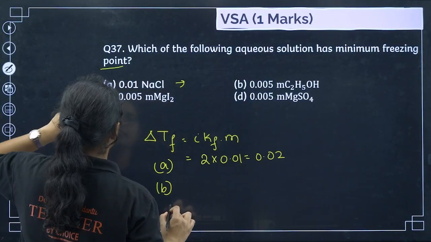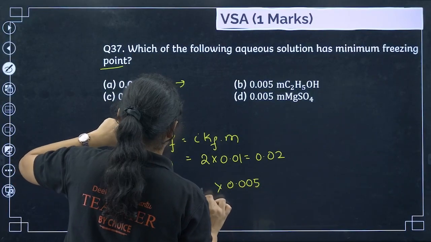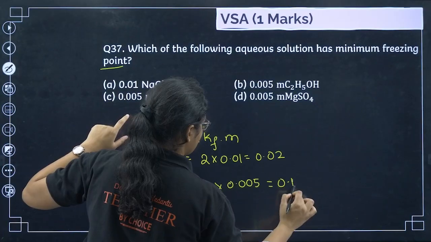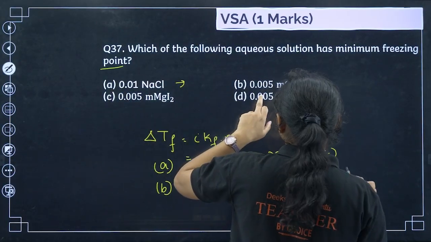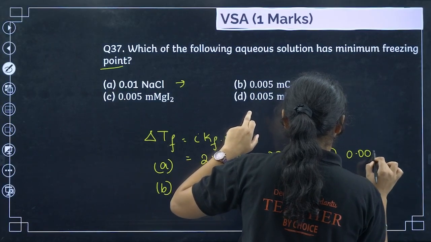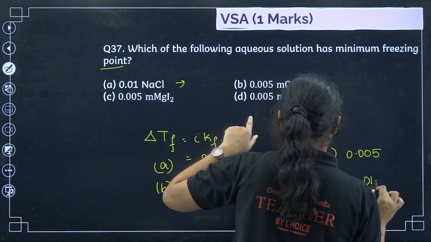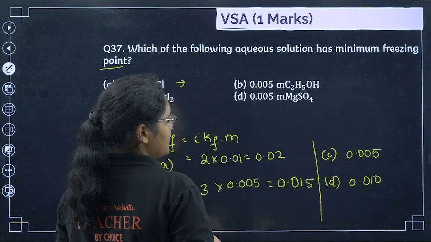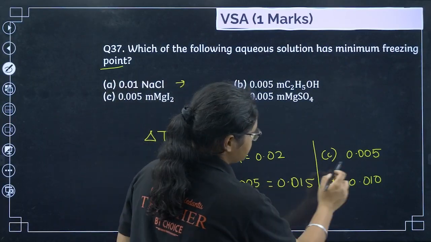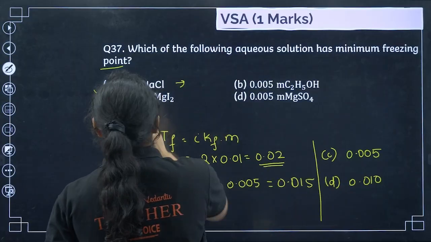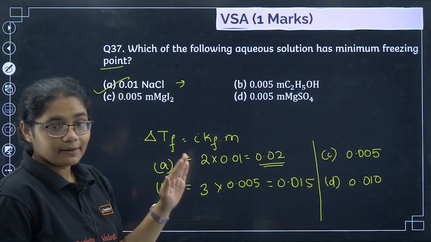Next for option B, you will have 0.005 and 2 plus 1 is 3, that will be 0.015. Next option C is again 0.005, and option D is 0.010. So now you can see where I can find the maximum depression. It is 0.02, that is option A here. Maximum depression will be there, then the freezing point will be minimum.